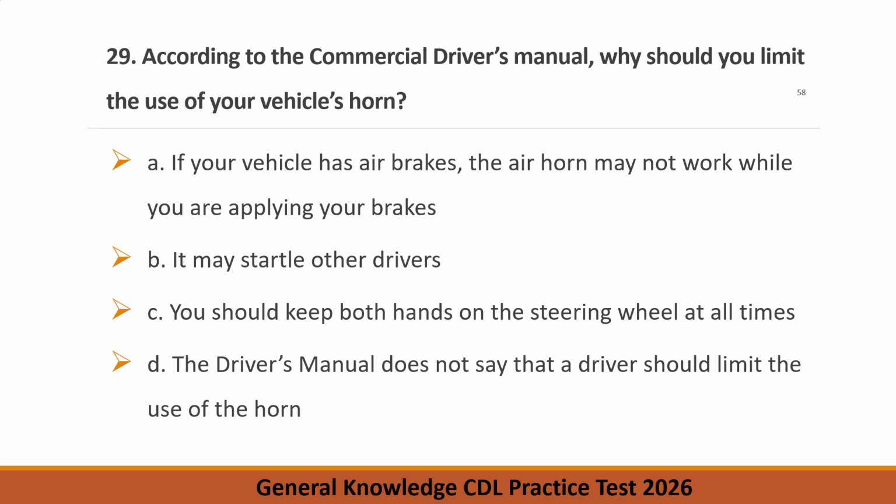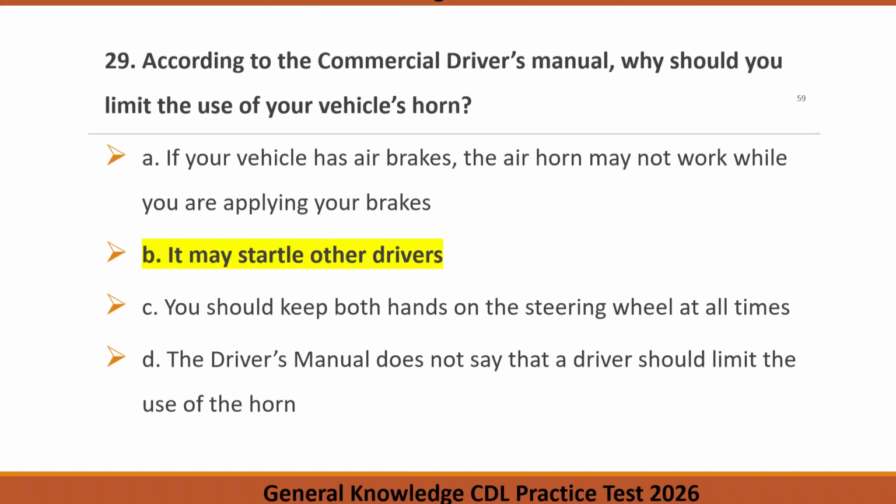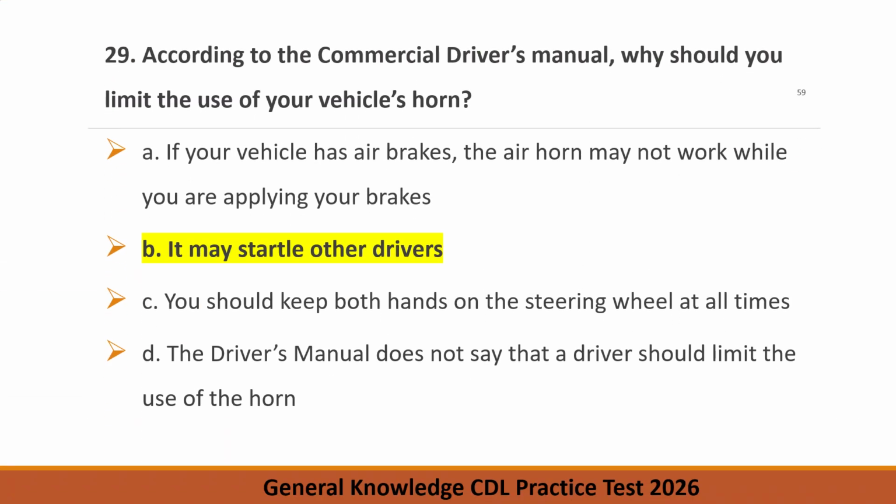29. According to the Commercial Driver's Manual, why should you limit the use of your vehicle's horn? A. If your vehicle has air brakes, the air horn may not work while you are applying your brakes. B. It may startle other drivers. C. You should keep both hands on the steering wheel at all times. D. The driver's manual does not say that a driver should limit the use of the horn. Answer, B.